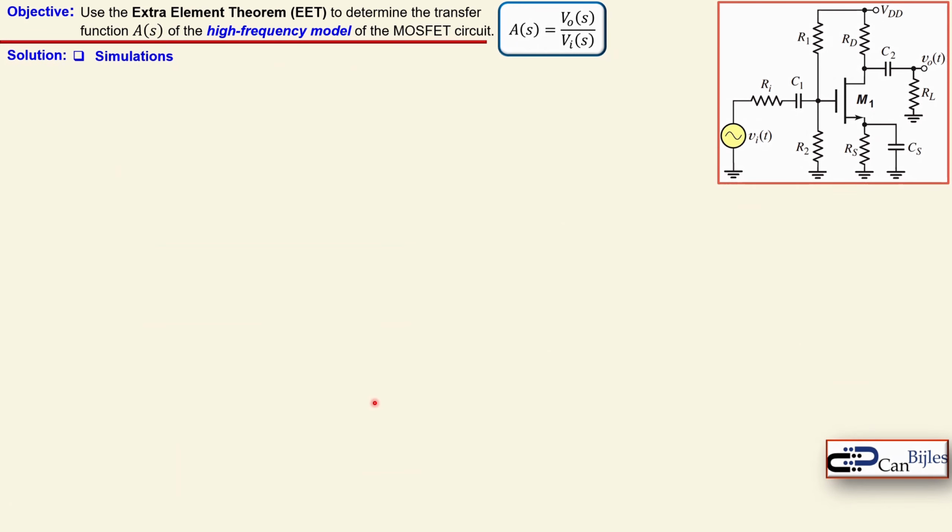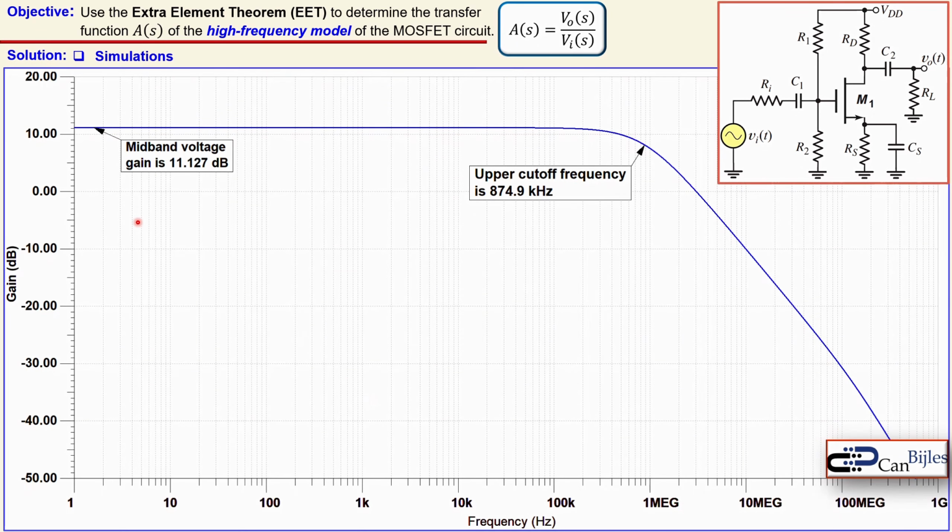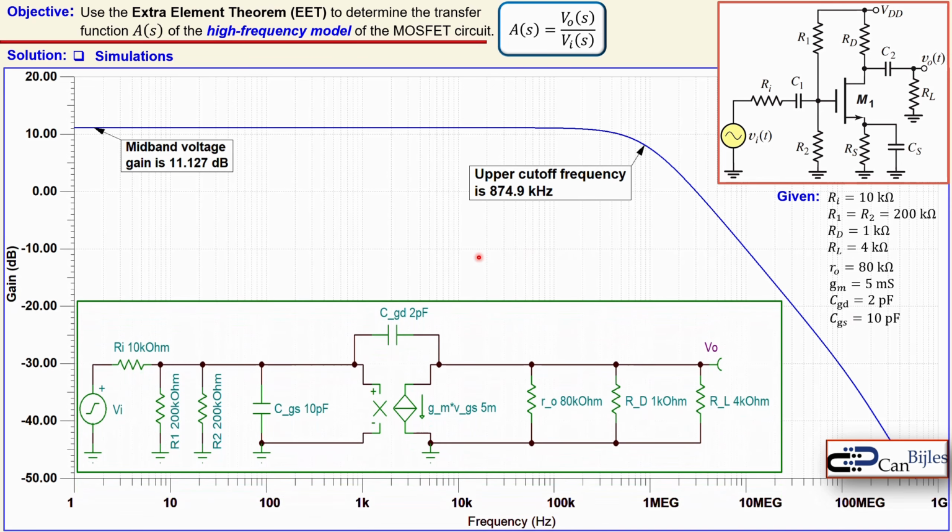Okay, let's go down to simulations. You see here the Bode plot for the gain, having a slope going down, as with low pass filter characteristics. And you see here the values we have used for this circuit. And this is our small signal model I have used in the SPICE simulator in order to generate this Bode plot. You see also the values of RI, R1, R2, and the CGS, CGD.